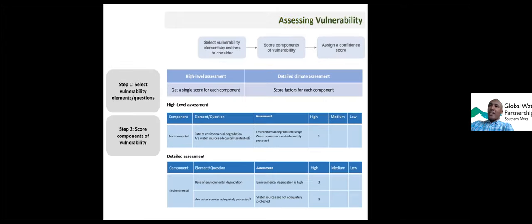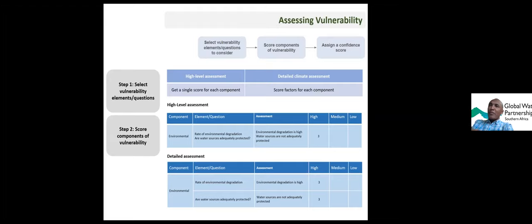And then going to vulnerability, that's also a similar process: high-level assessment and detailed assessment. For the high-level assessment, for example, if you are considering vulnerability assessment for the environmental system, you have to identify the aspects and elements of vulnerability, and you can also identify key questions, for example, environmental-related elements and questions, such as the rate of environmental degradation.